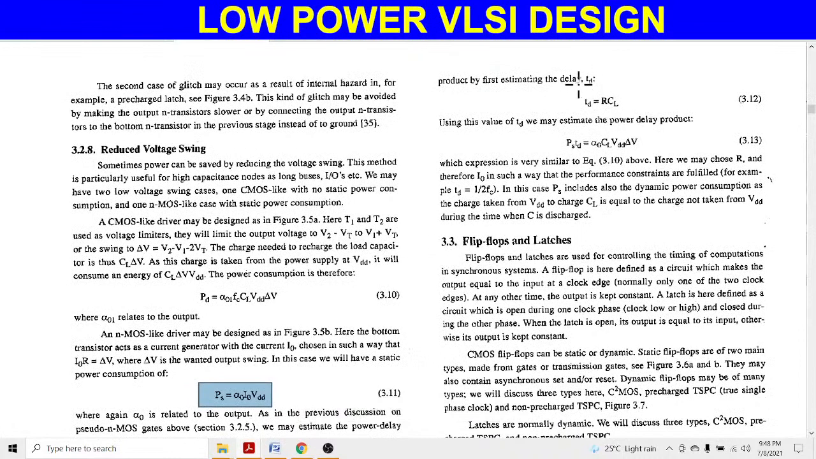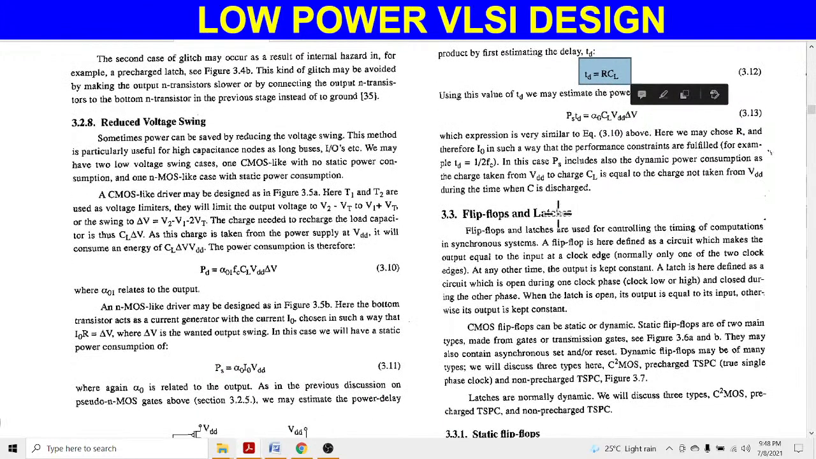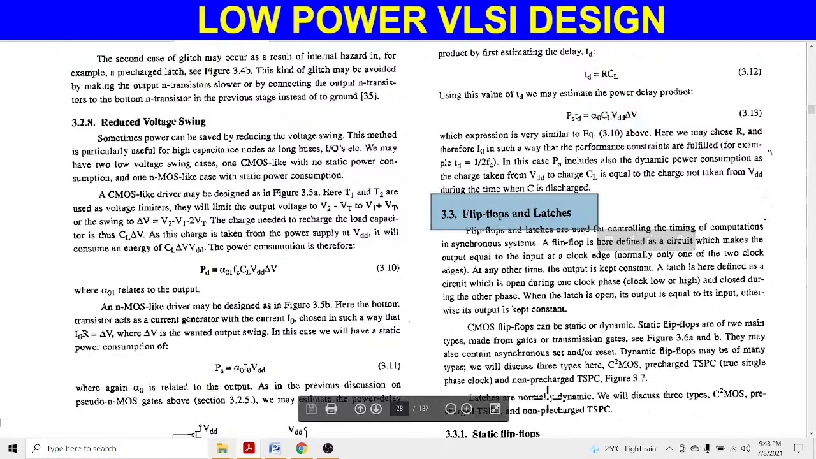Okay, so when we consider the delay TD, the overall power dissipation in this delay can be represented as alpha naught CL VDD into this swing voltage. So these are all the low power design techniques at circuit level. In the next lecture we will discuss flip flops and latches. Okay.